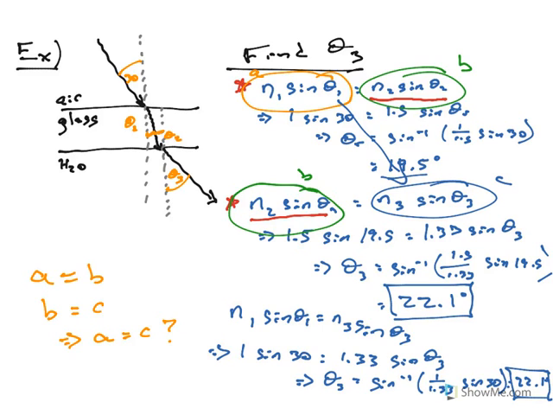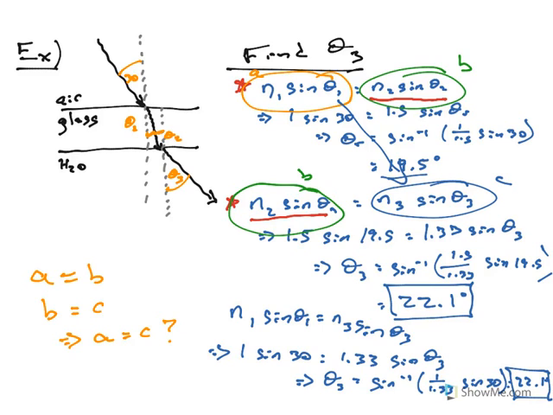Now, I say this knowing that technically speaking, you shouldn't do this because it's possible for you to set up a problem where in the middle you get a critical angle problem, where the light cannot pass through a layer. And then, of course, everything falls apart.